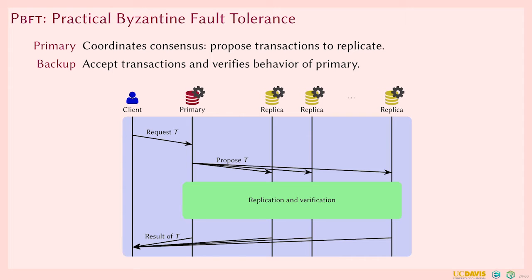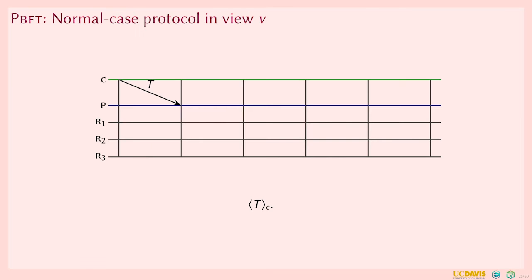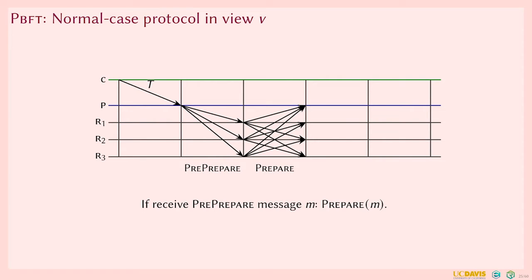And in the normal case of PBFT, this process consists of a few phases. First, the transaction is sent from the client to the primary. Then the primary proposes this request via pre-prepare message. And this pre-prepare message specifies the round in which the transaction needs to be executed. Then all replicas broadcast what they receive from the primary via prepare message. This allows replicas to determine whether they all got the same message or not.